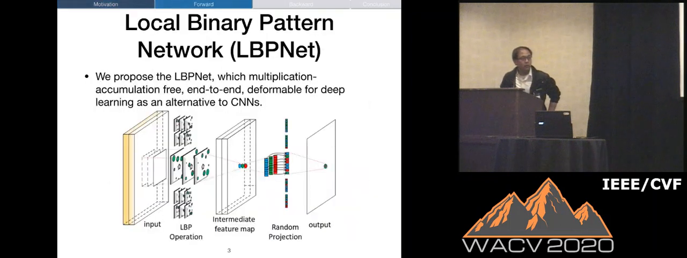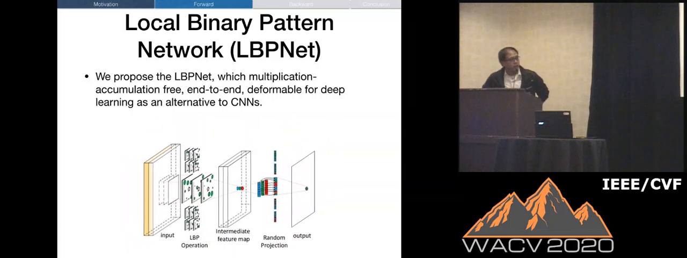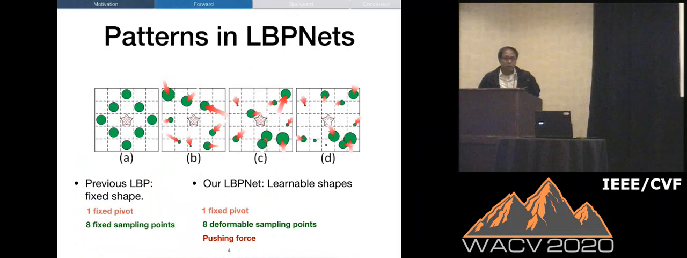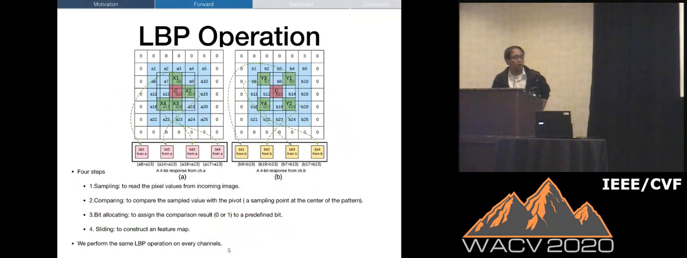Here is an overview of our method. It's a convolution-free method, but we can compare it with a convolution layer. As you can see, we replace some parts. I can explain this at our poster. People before us have already invented LBP, but when they use it, they just use a fixed shape. The sampling shape is fixed, but we turn it into learnable.